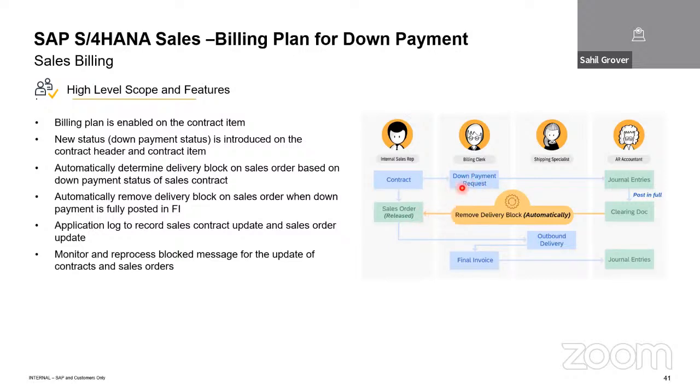So if there's no down payment, there can be an automatic billing block, and when you clear that billing block, then only you can proceed further. So it automatically removes the delivery block on the sales order when we do the partial payment. So when we do a down payment, it automatically removes the billing block, and then you can further process your document.